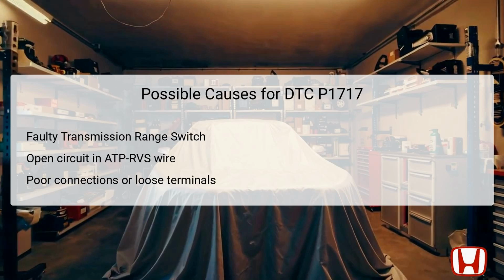Various factors can contribute to the emergence of DTC P1717. One significant cause is a faulty transmission range switch, which may fail to signal the correct gear position due to internal failure. An open circuit in the ATP RVS wire that connects the transmission range switch to the transmission control module, TCM, can also lead to this DTC being triggered, effectively breaking the communication line needed for proper operation.